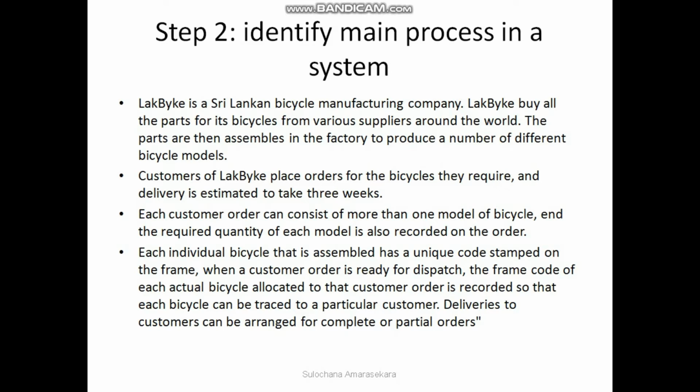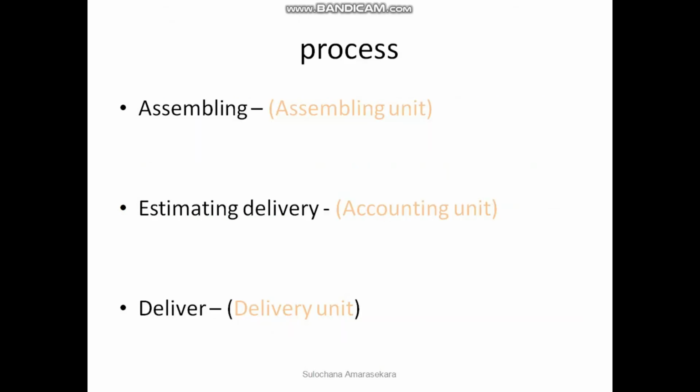Second step is identifying the main working units in our system. You can see here one major work is assembling parts. Second, delivering. Third, estimating necessary information and payment. I use this slide to summarize my findings. According to my findings, I am going to identify three major working units. Those are the assembling unit, accounting unit and delivery unit.